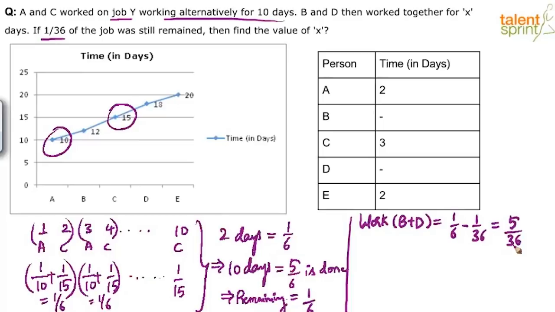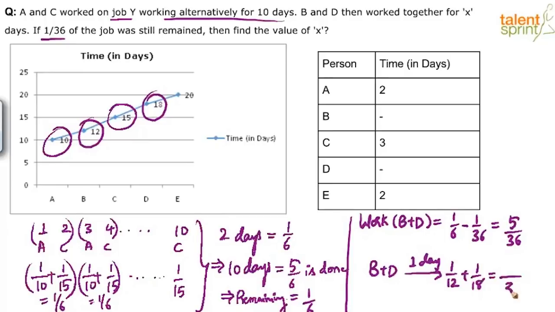Now understand, B in 1 day can finish 1/12. D in 1 day can finish 1/18. So B and D in 1 day, how much will they finish? B plus D in 1 day. B will do 1/12 and D will do 1/18. How much is this? Simplify. 36 is the LCM. 3 plus 2, 5/36. So which means B and D, if they work for 1 day, they can finish 5/36 of the work.